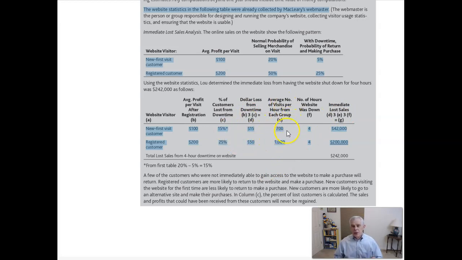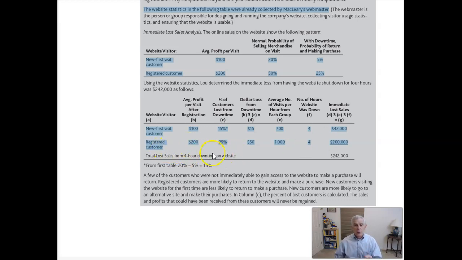Now they did tell us that on average there are 700 new customer visits per hour. And of course, we were down 4 hours. So 700 new people come on board. You're losing 20% of those making a purchase, and only 5% will be recovered. That's why you're losing 15%. So if you multiply all this out, $42,000 was your loss during that 4 hour period. $42,000 from new customers who would have purchased something, but then probably will not.